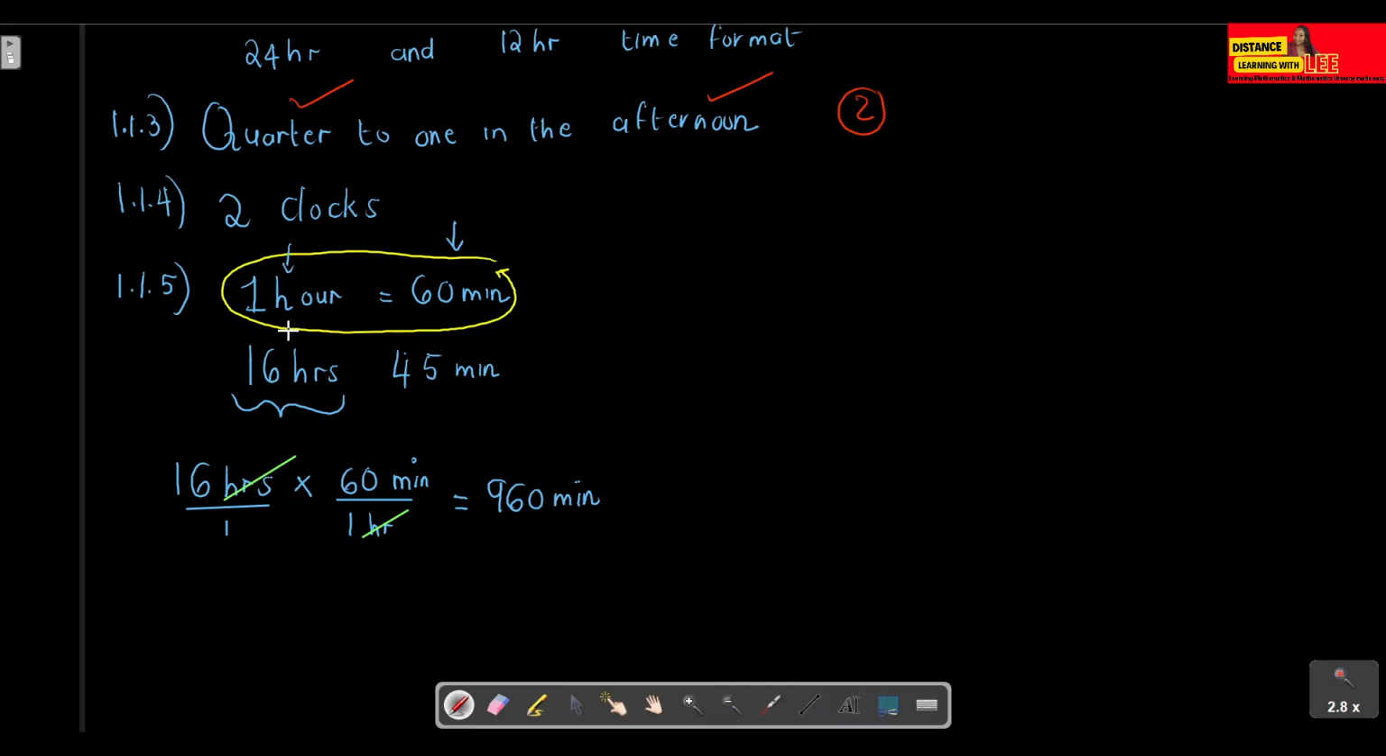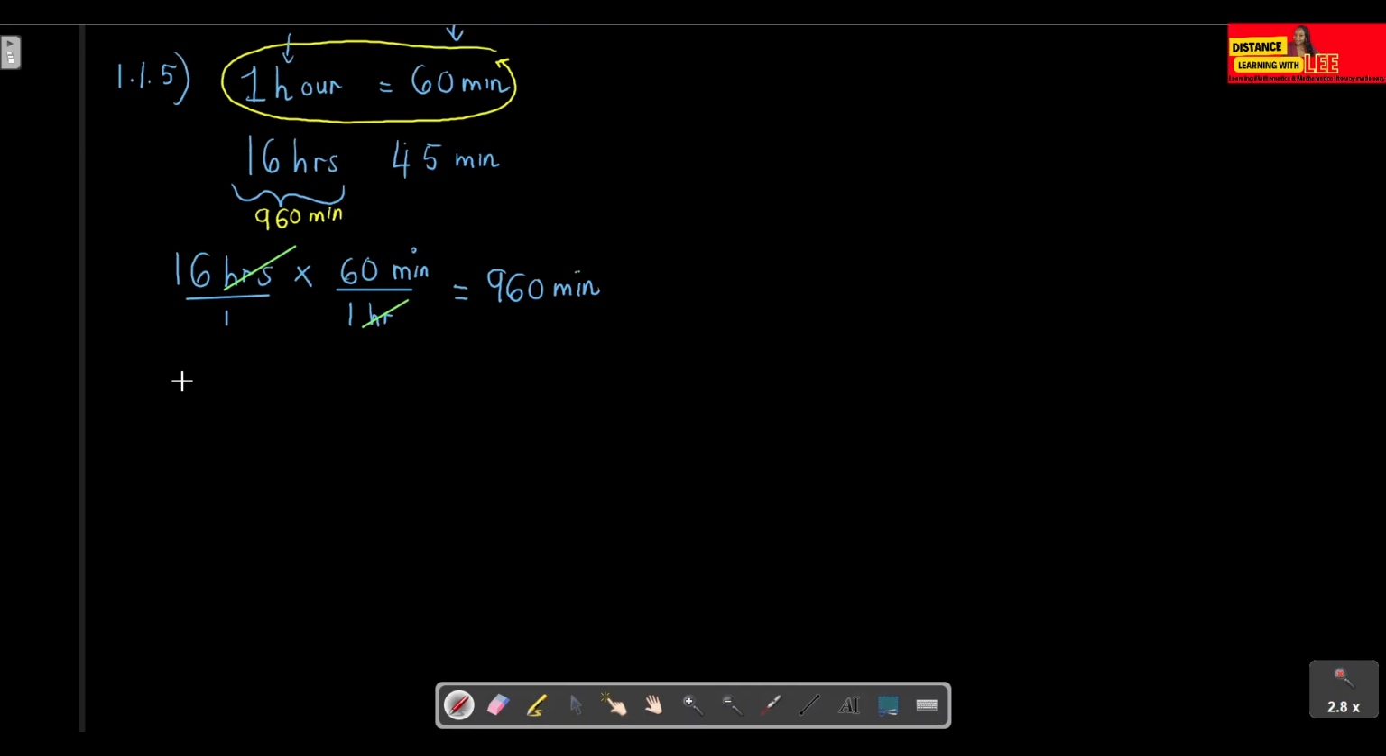Remember we had to convert 16 hours and 45 minutes to minutes. So what does that mean? Now we've basically converted these 16 hours into minutes, and 16 hours in minutes is 960 minutes. So all that we need to do now is add these 960 minutes to these 45 minutes to get the total minutes.